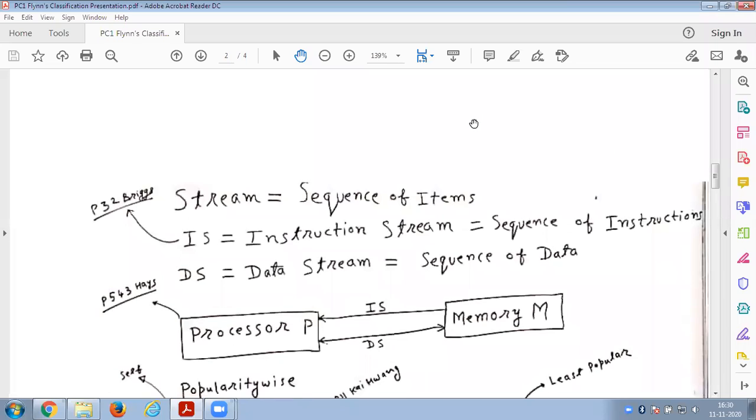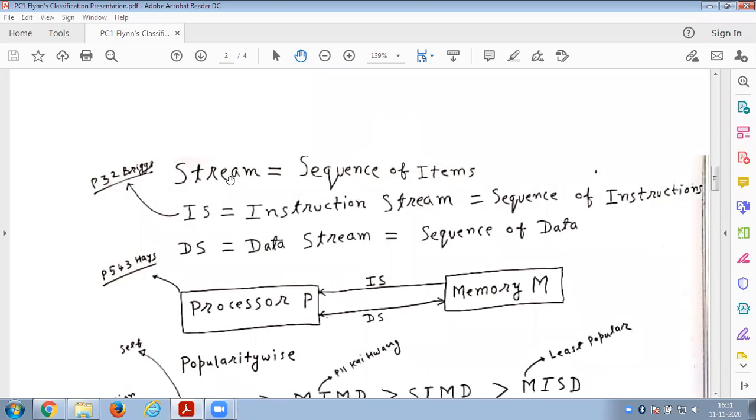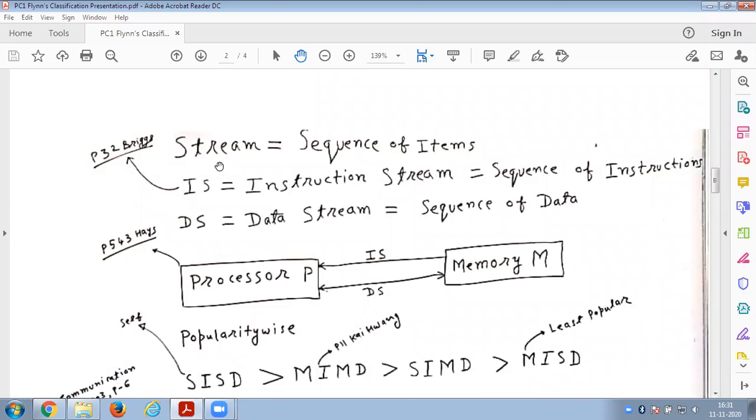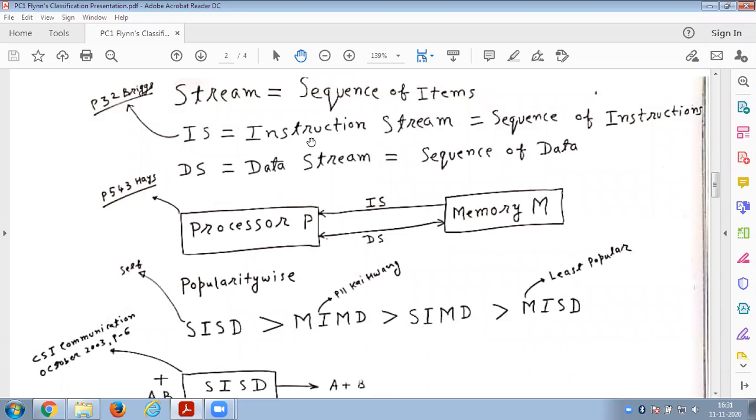I told you that I will explain the meaning of instruction stream and data stream. First of all, let us understand the meaning of a stream. A stream means a sequence of items or elements, just like a train, in which there are various bogies one after the other. So instruction stream means a sequence of instructions. Data stream means a sequence of data. This is written on page 32 of Briggs.